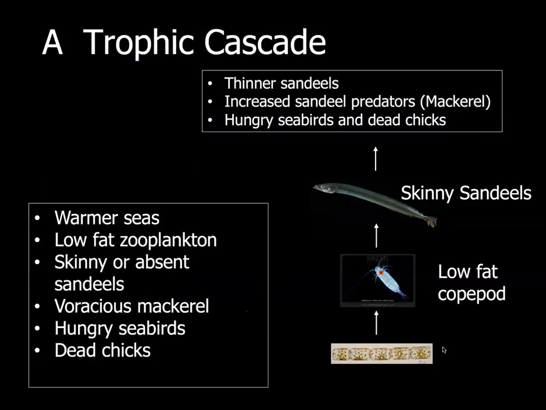And so what we have is a trophic cascade where we're getting a collapse of the system because warmer seas are leading to a lower-fat copepod, which is resulting in skinny or absent sand eels, being absent because you have mackerel moving in and feeding on them. And so you have hungry seabirds, you have dead chicks, and you have collapsing seabird populations.